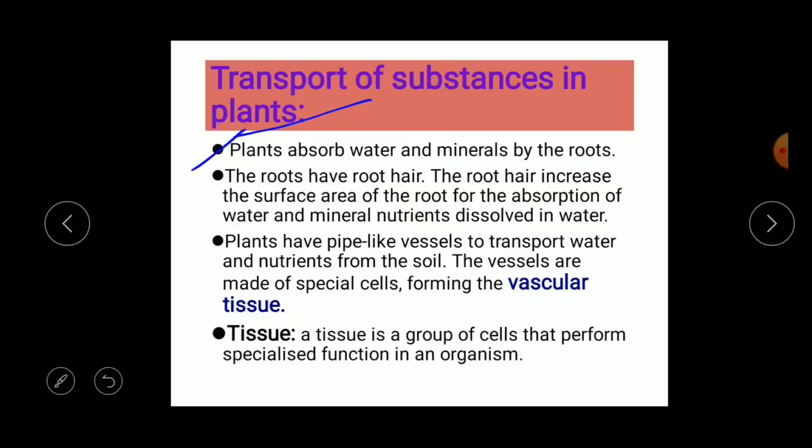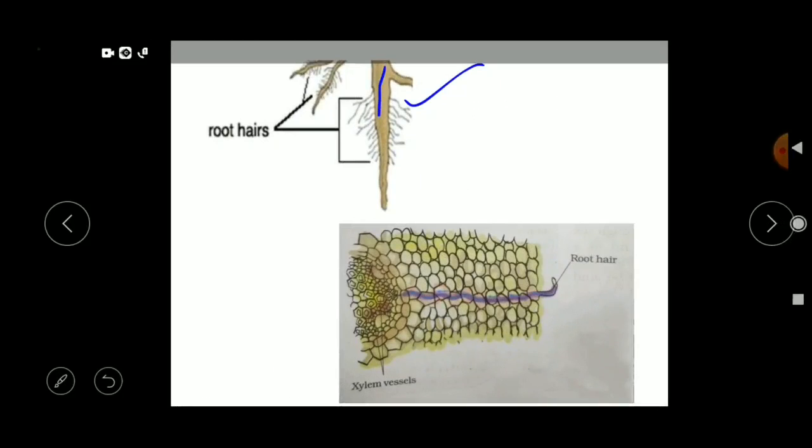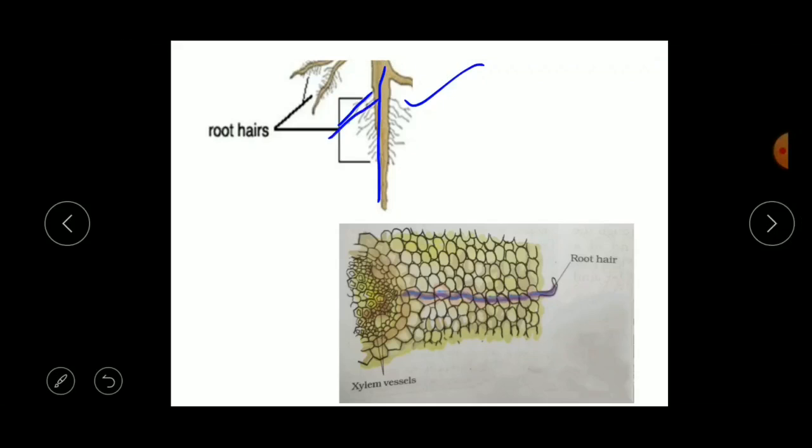The first point is, plants absorb water and minerals by the roots. As we know, the roots have root hairs. Can you see this picture? This is the main root. These structures look like hairs, so these are called root hairs. The root hairs increase the surface area of the roots for the absorption of water and minerals dissolved in the water.